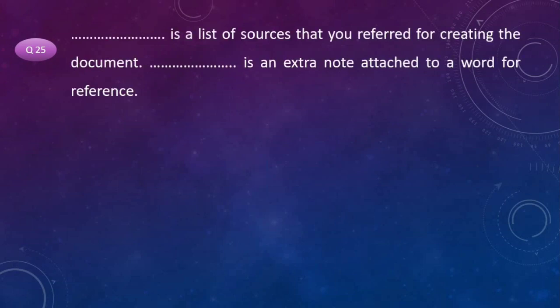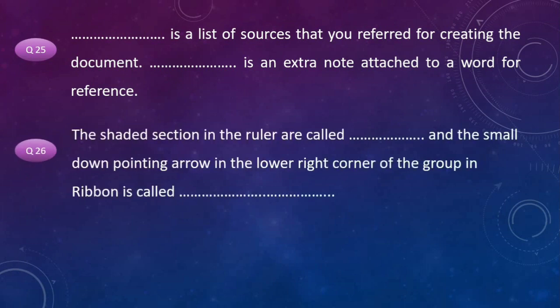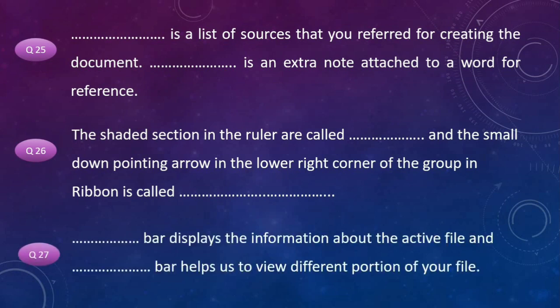Next question. Dash is a list of sources that you referred for creating the document. And dash is an extra note attached to a word for reference. The shaded section in the ruler are called dash and the small down pointing arrow in the lower right corner of the group in Ribbon is called as dash. Dash bar displays the information about the active file and dash bar helps us to view different portions of your file.